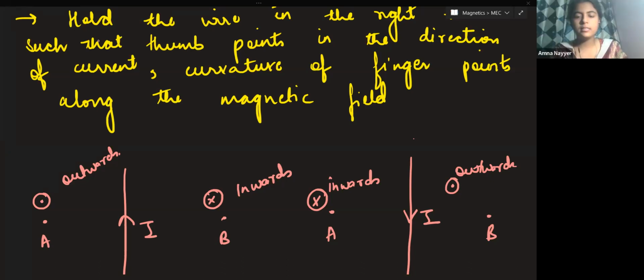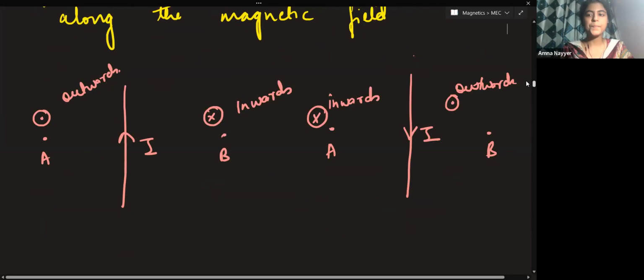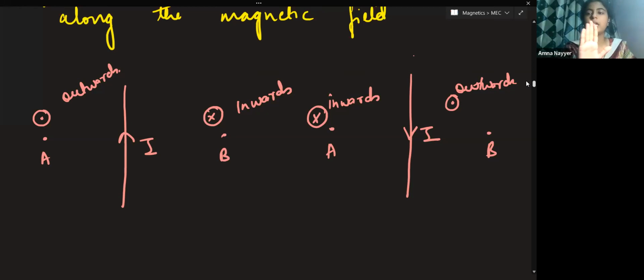Now see, in method one, what did we study? We pointed our thumb in the direction of current and the curvature of the fingers gave us the direction of magnetism. Now place all your four fingers in the direction of current, like for me, in this first example. I have to curl my fingers towards the position vector that is given. Like A point is mentioned, so I have to curl my fingers pointing towards it.